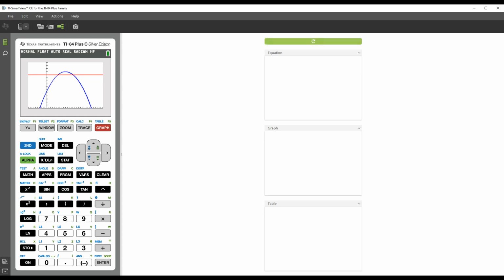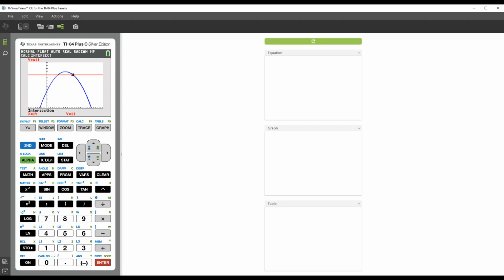The two answers to this quadratic equation are literally the points of intersection. So I'm going to go second, calculate, and then down to number 5, intersect. It's always going to ask you 3 questions. What is the first curve? It's going to highlight it, but it's also going to write it at the top, y1. So you hit enter, and then it's going to go to the other one because is this your second curve? You say yes by just hitting enter. And then it asks if you'd like to make a guess. I don't usually guess, so I just hit enter.